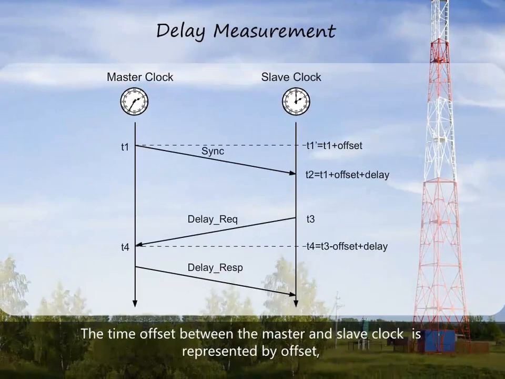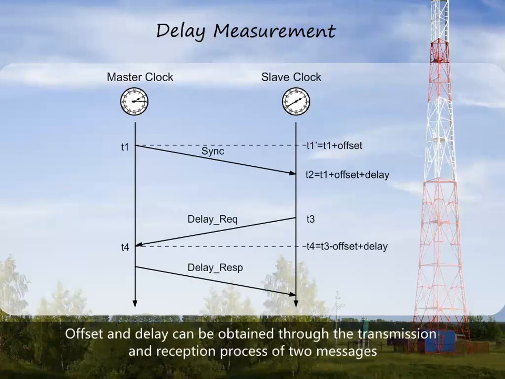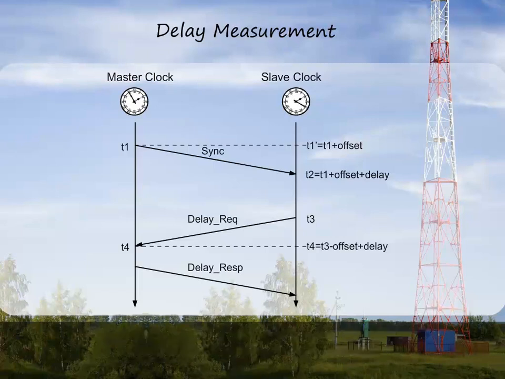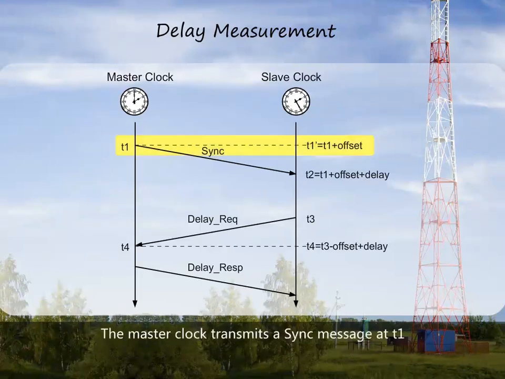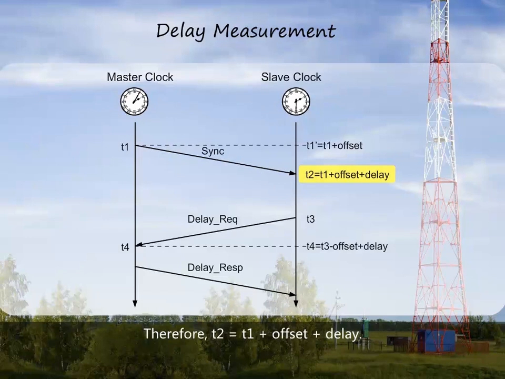The time offsets between the master and slave clocks is represented by offset, and the message transmission delay between the master and slave clocks is represented by delay. Offset and delay can be obtained through the transmission and reception process of two messages. The transmission and reception process is as follows. The master clock transmits a sync message at T1. The slave clock receives the sync message at T2. Therefore, T2 equals T1 plus offset plus delay.